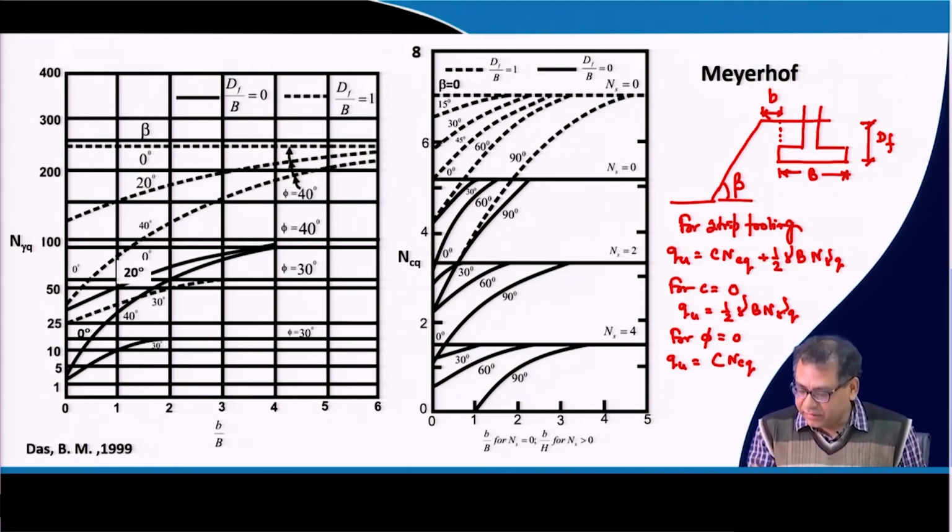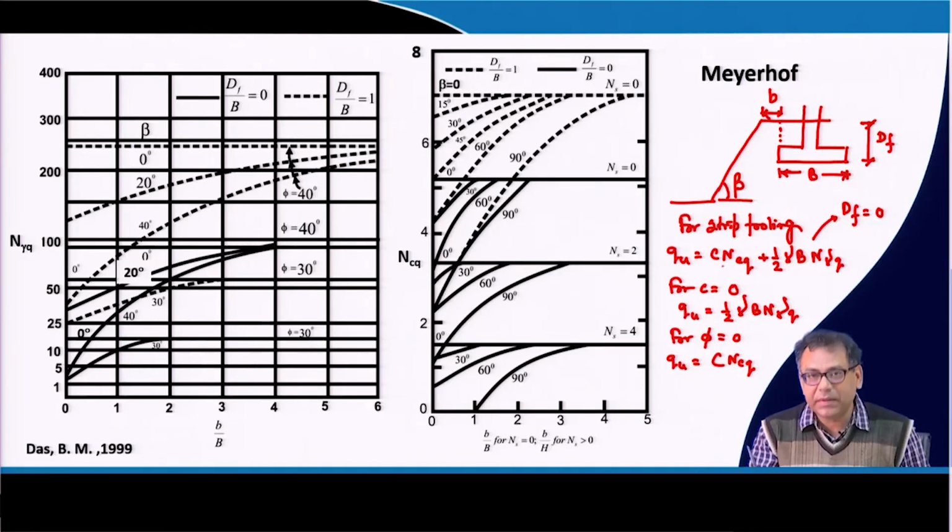Now, if you look at this equation, the second term is not present. So that means here it is assumed that D_f is equal to 0. That means this expression is valid if the foundation is on the slope itself, not with a depth. So this equation proposed by Meyerhof has D_f taken as 0, because you can see that the second term, q N_q, is missing. That is only possible if D_f is equal to 0.